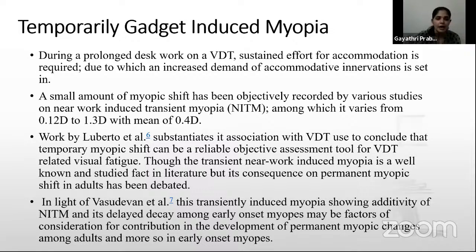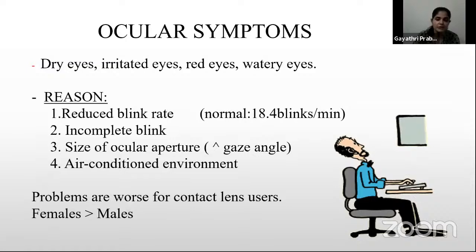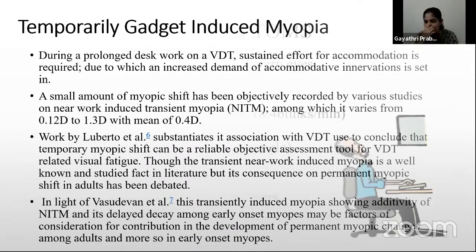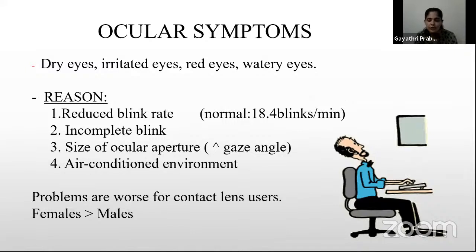So this is why the idea that you should limit screen use among kids, especially young kids, is very important, because there is a tendency for them to shift towards or drift towards myopia. Now, with respect to ocular symptoms, this is mainly related to dry eyes.